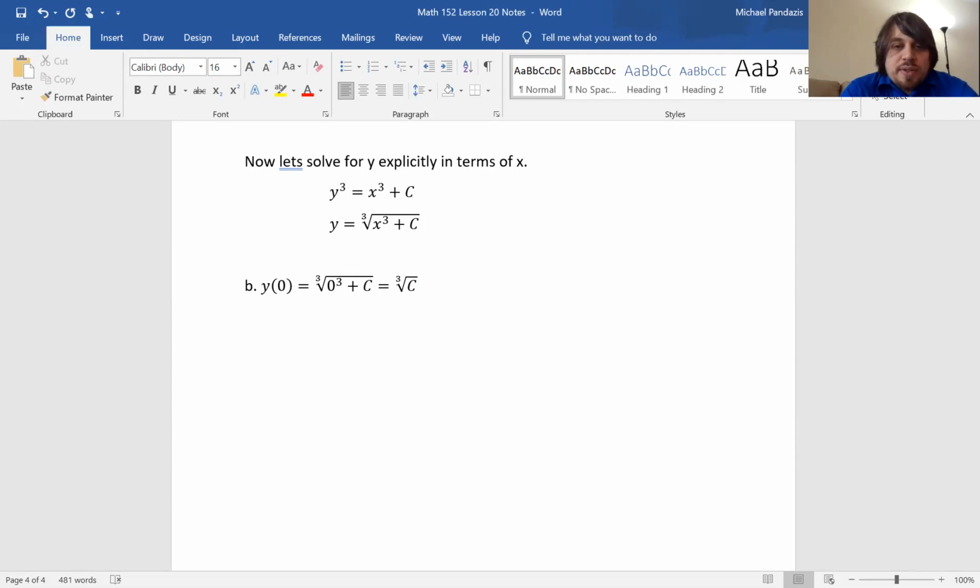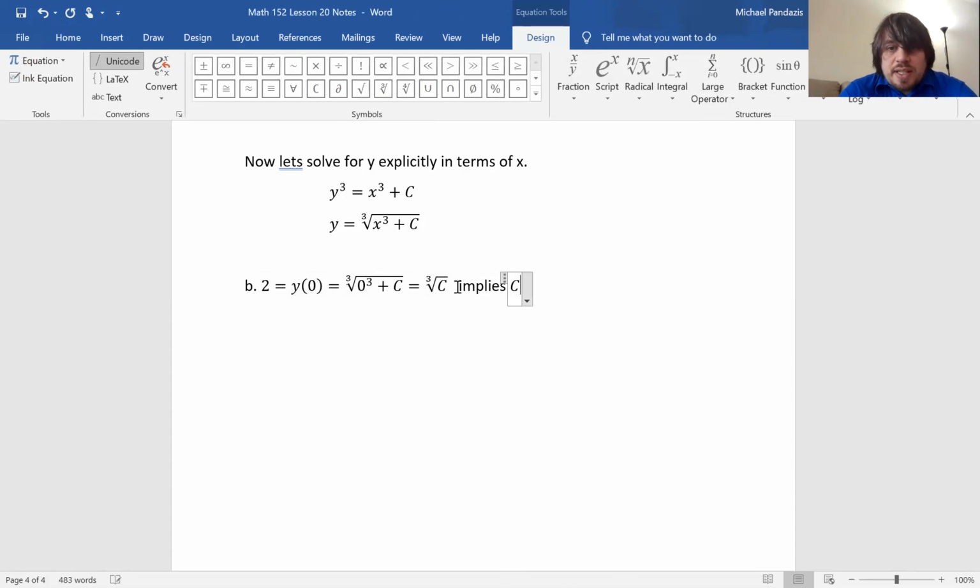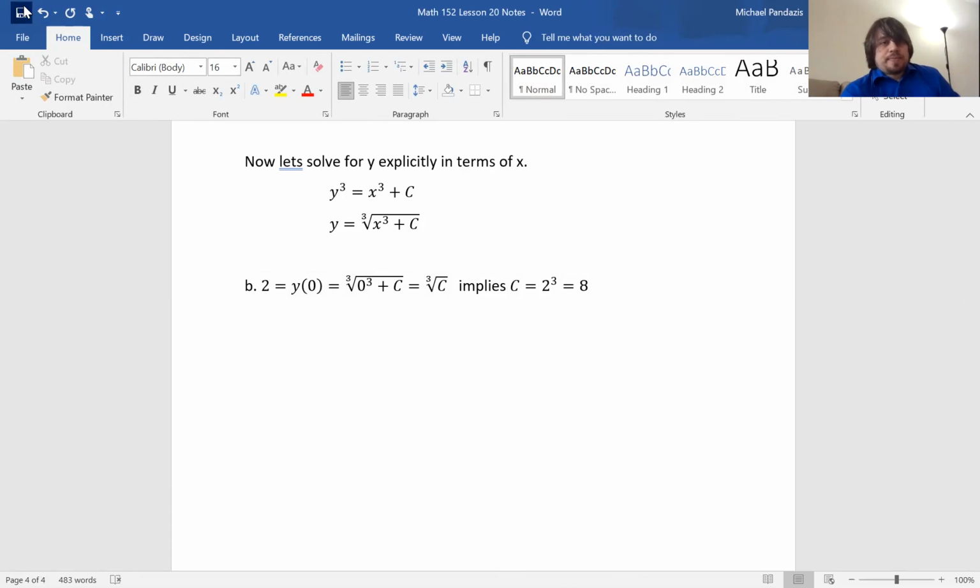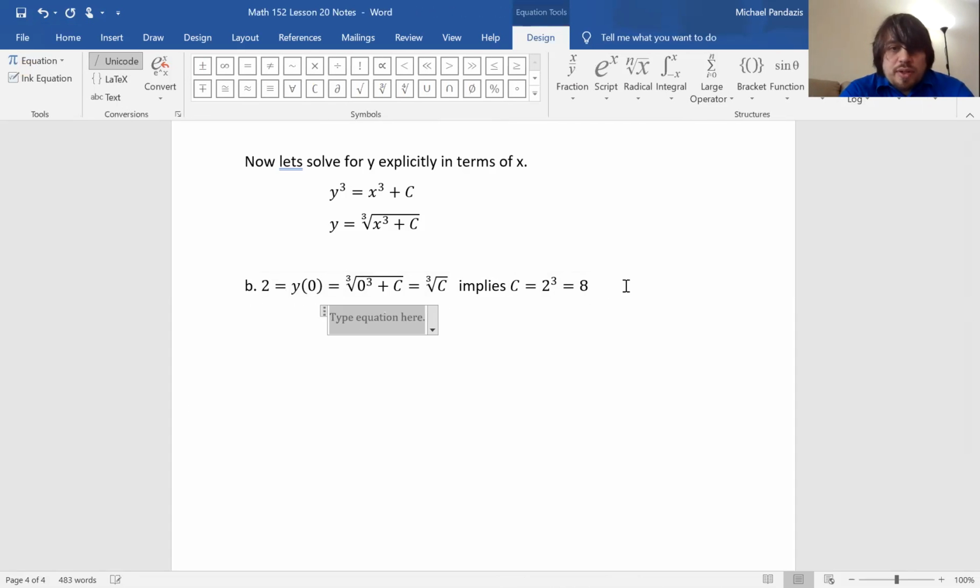If y of 0 is the cube root of C, well, we're given y of 0 is 2. So 2 equals y of 0, and y of 0 is the cube root of C, and that implies that C is equal to 2 cubed, which is 8. So if 2 is equal to the cube root of C, that implies that C equals 8. And so now the particular solution, our solution of our initial value problem, is y is equal to the cube root of x cubed plus 8.